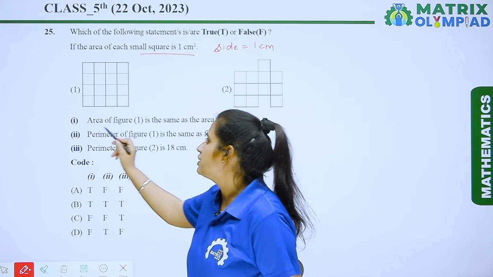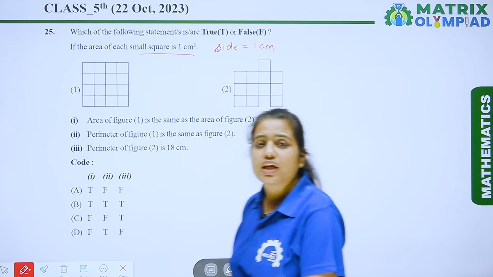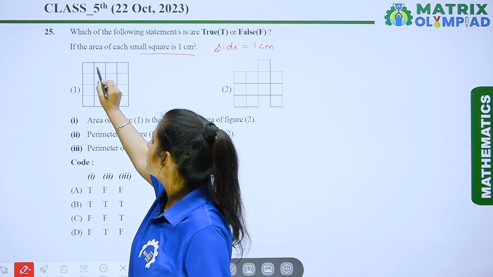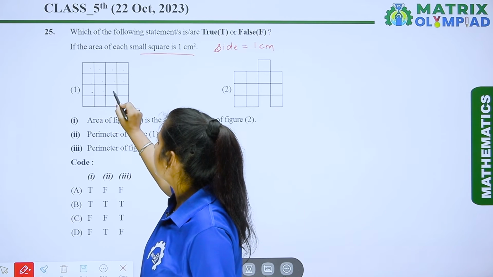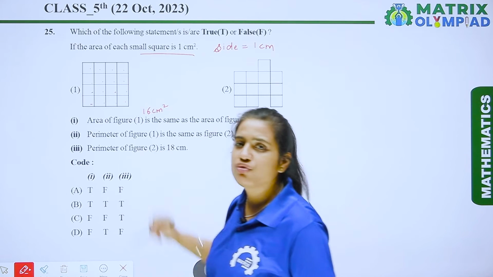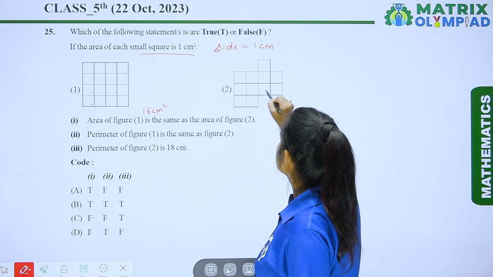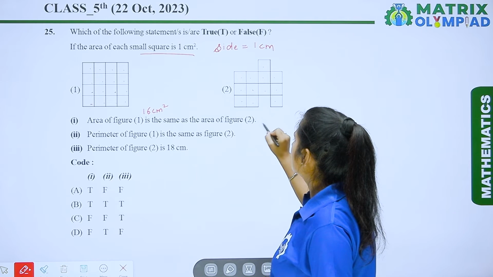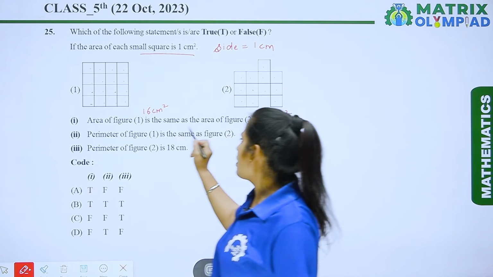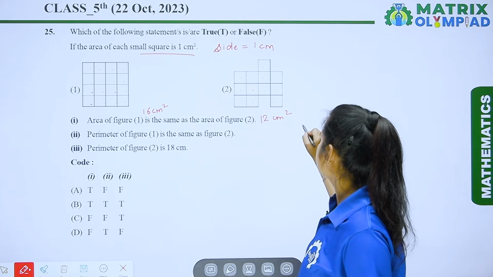Here the first statement is area of figure 1 is the same as the area of figure 2. Let's check the area of these two figures. Here the area of the first figure is 1, 2, 3, up to 16. So 16 centimeter square is the area of the first figure. Now let's check the area of the second figure: 1, 2, 3, up to 12. So this is 12 centimeter square. So is the area of figure 1 the same as the area of figure 2? No. So this statement is false.